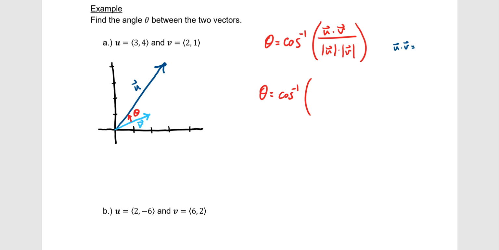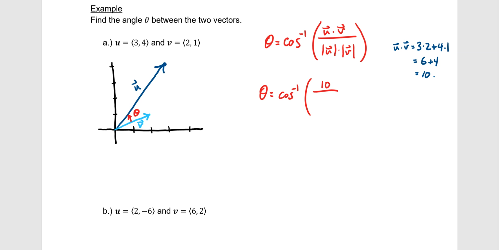It's going to equal first component times first component plus second component times second component. That's going to give us 6 plus 4. So u dot v, the dot product here, gives us 10. So that's going to be the numerator. So it is 10 divided by the magnitude of u times the magnitude of v.